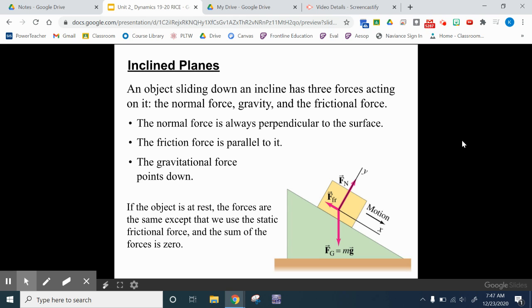All right, so this is a quick video preview of where we're headed after the break. The first topic we're going to encounter is inclined planes. I just want to explain how inclined planes are different than what we've done before, as well as how they are similar to what we've already done.